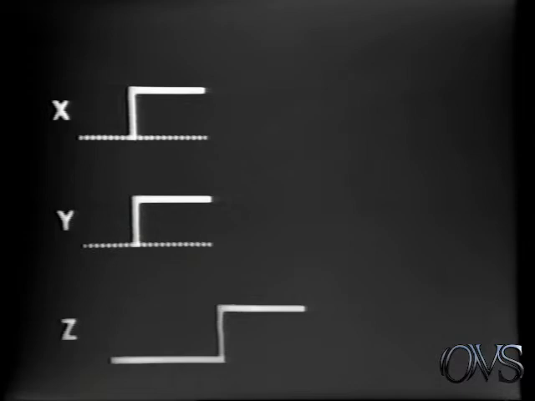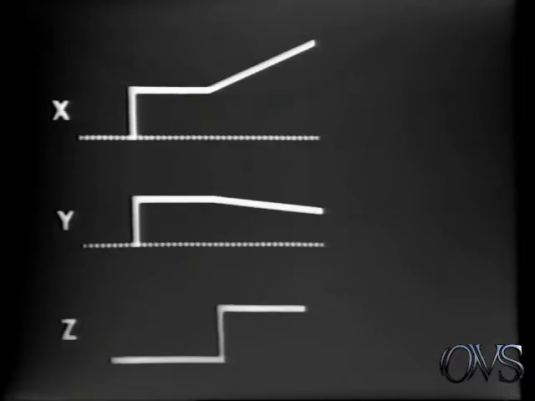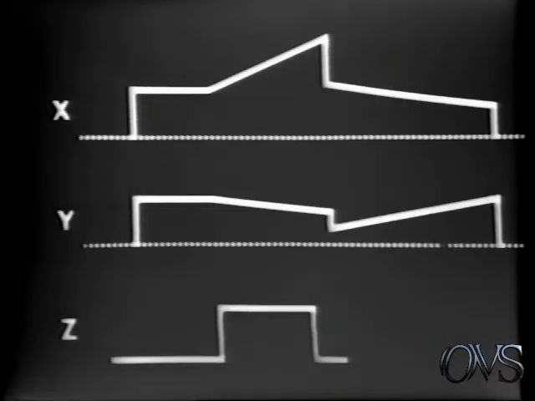To display a vector, X and Y voltage steps first position the beam to the starting point. Then, the Z-axis input voltage turns on the beam for the required length of time as voltage ramps applied to the X and Y inputs move the beam across the CRT. The CRT is then blanked, and different X and Y inputs reposition the beam for the next vector.